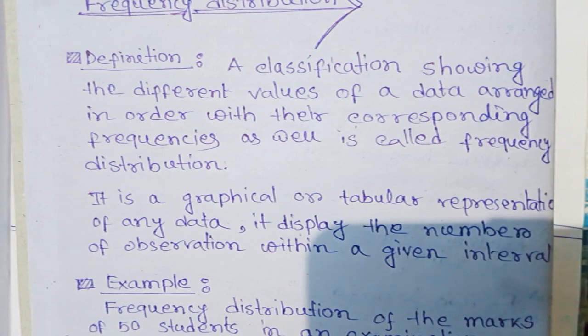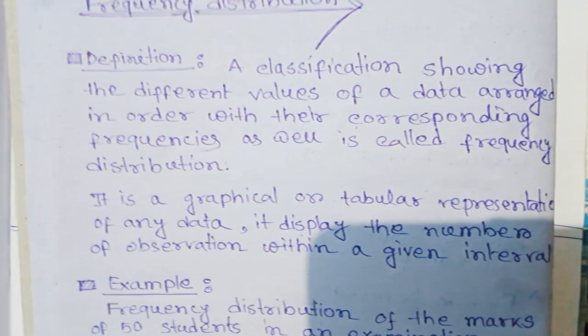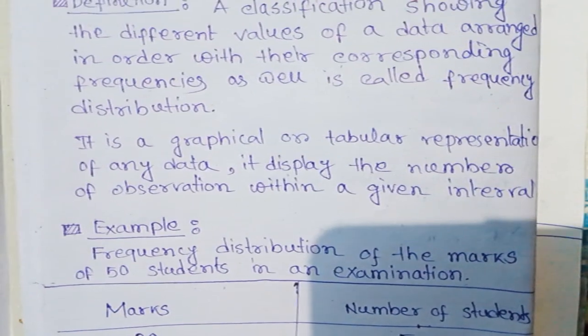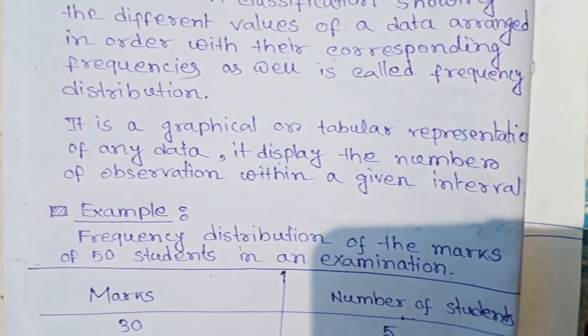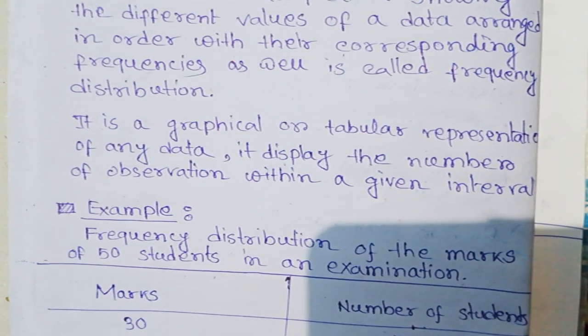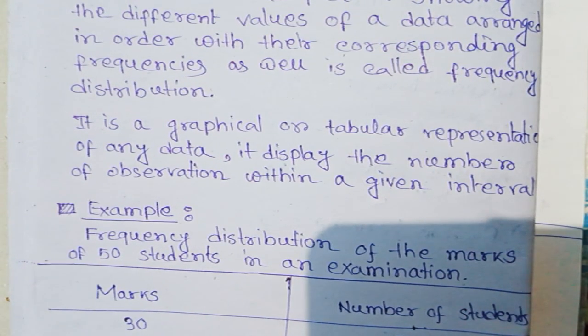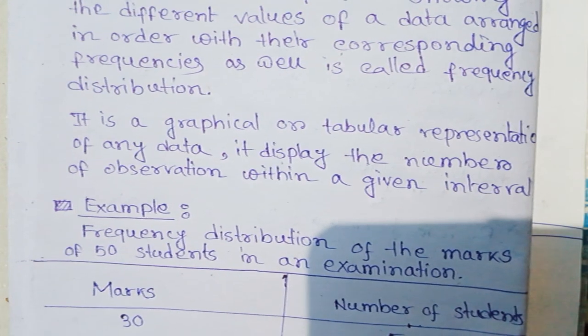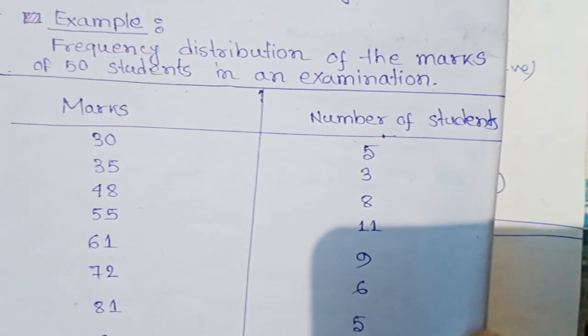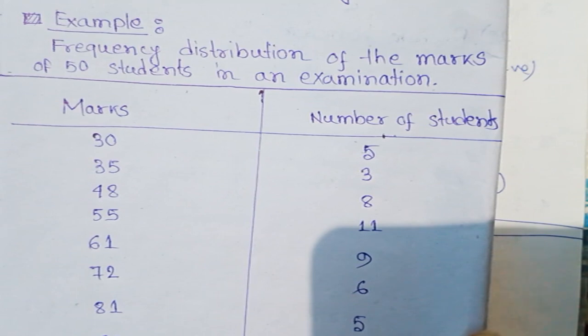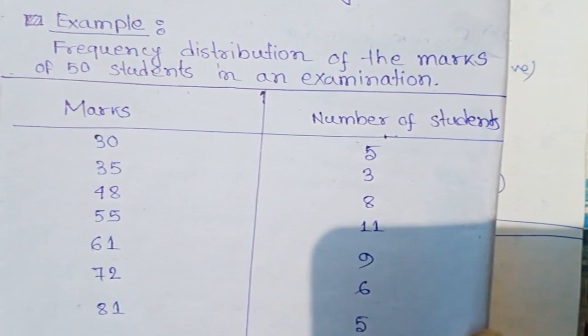It will be much easier for you. Generally it is a graphical or tabular representation of any data. It displays the number of observations within a given interval. Means a particular interval is to be maintained also when we are arranging or organizing the data. So let's have the example. Frequency distribution of the marks of 50 students in an examination.